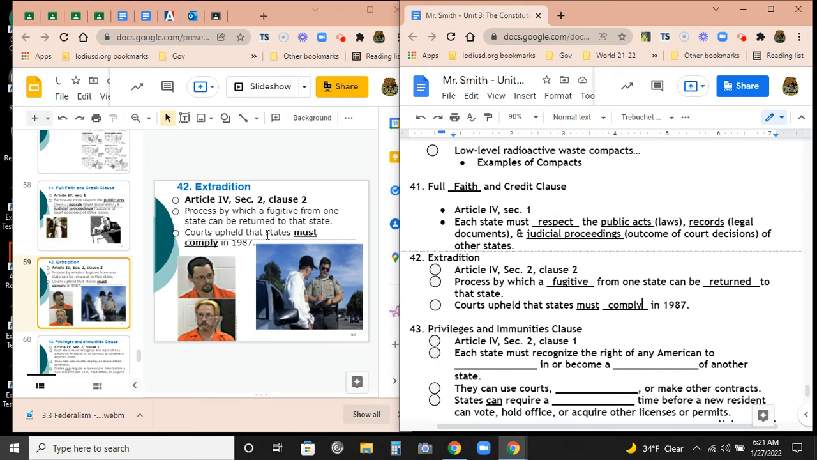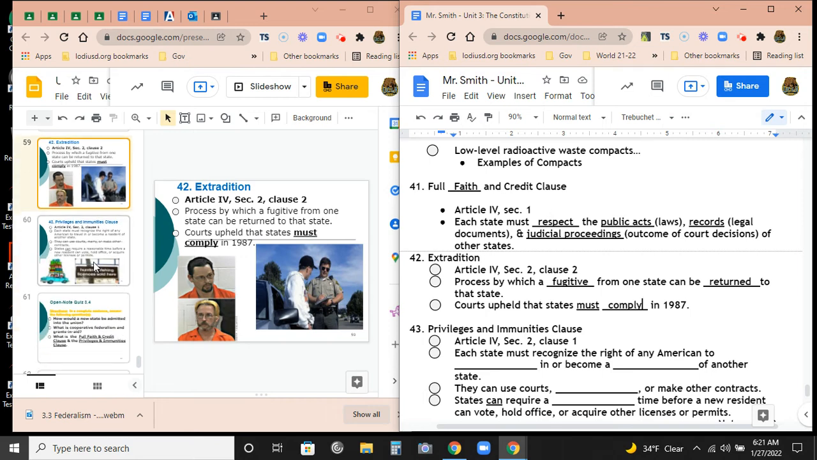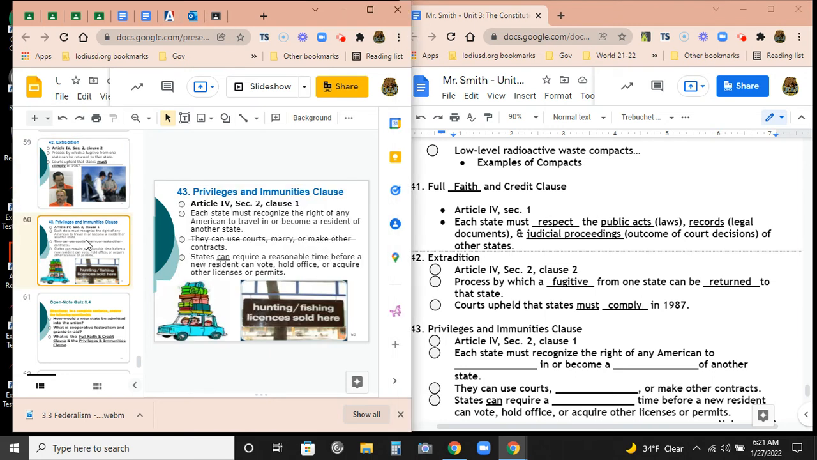Courts upheld that a state must comply in 1987, even if they don't want to. I don't know how it came up. Sometimes it comes up with a federal crime of some sort. Could be kidnapping, probably one of them. Yeah. All right. So, privileges and immunities clause in Article 4, Section 2.